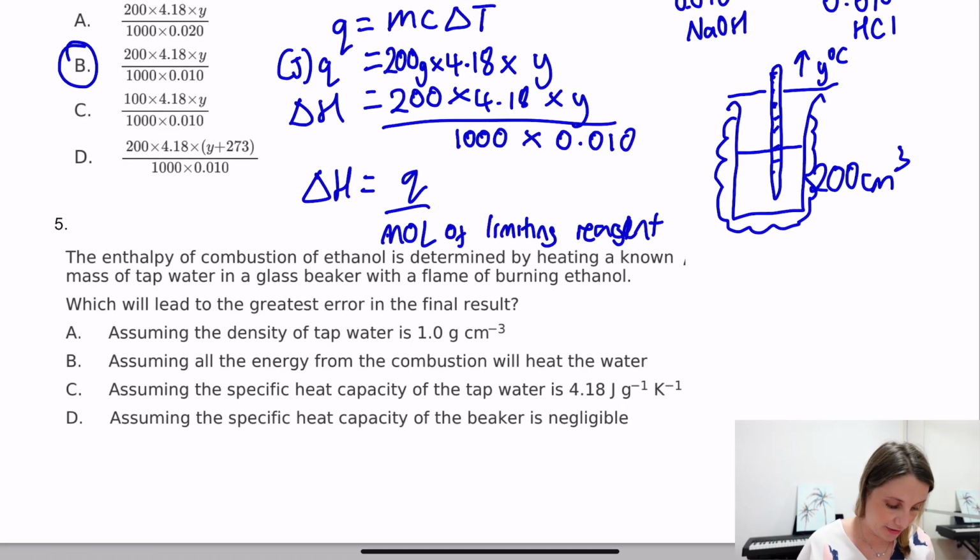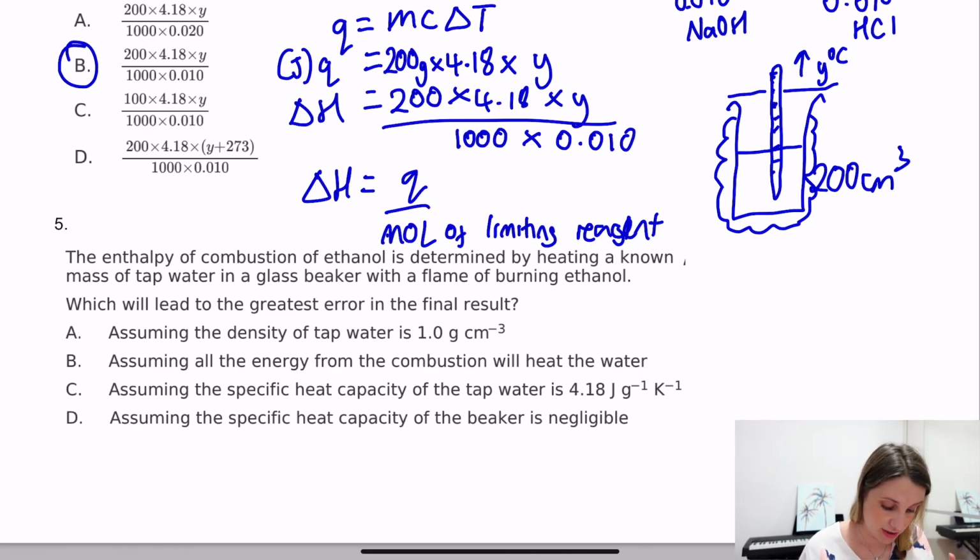Lastly, you often get a lot of questions in this unit about what causes issues with the numbers that you're evaluating. So heat loss to the surroundings and incomplete combustion, so lack of insulation are really big ones in this unit. So for this, it says the enthalpy of combustion is determined by taking a known mass of tap water and burning ethanol. What will lead to the greatest error in the final result? So this is saying that all of these are errors, but which one is most significant?